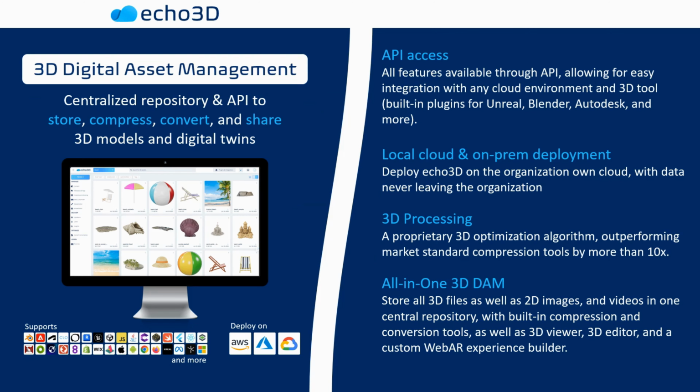Our biggest differentiations are the fact that we're API first. All features on the platform are available through API queries, allowing for easy integration with existing cloud environments and 3D tools. We also offer built-in plugins for Unity, Unreal, Blender, Autodesk, and more. We also allow you to deploy echo3D on the organization's own AWS, Azure, or GCP cloud infrastructure, so the data never leaves the organization. Our 3D processing is our secret sauce.